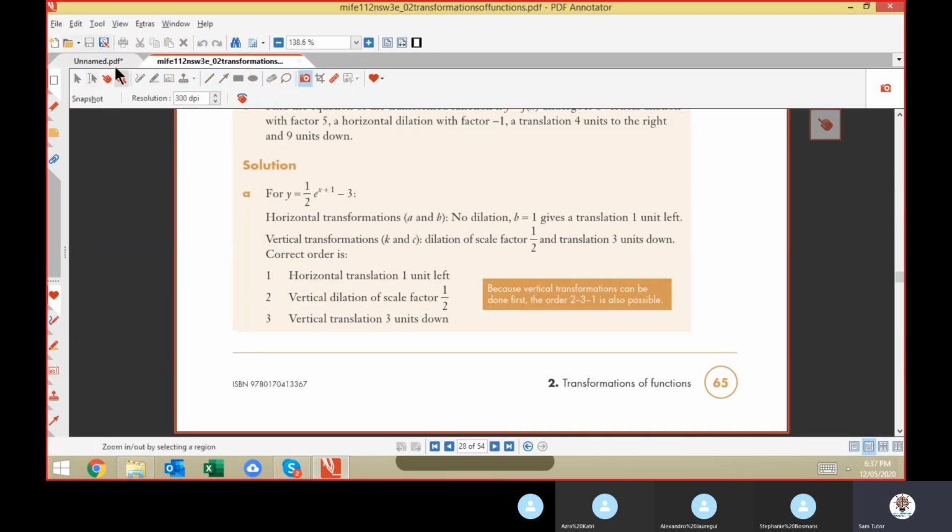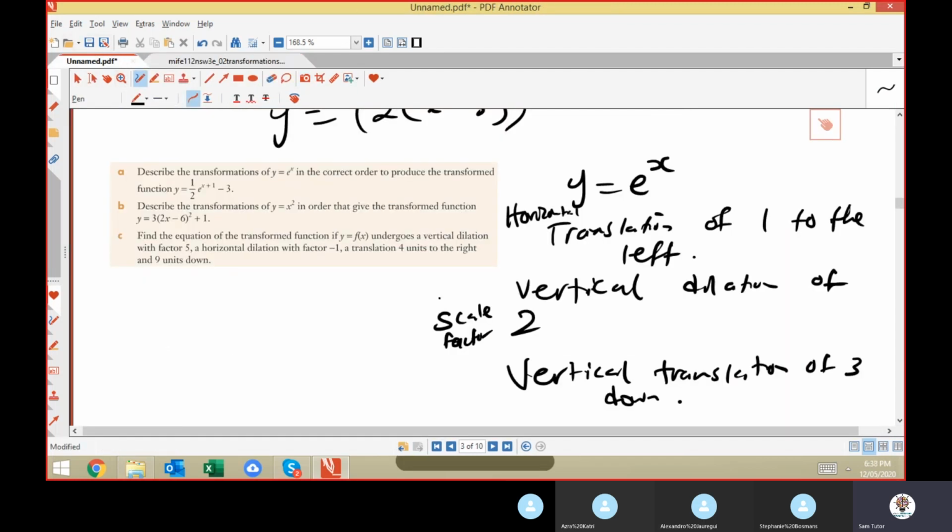Okay, vertical translation 3 units down. That's better. You guys understand what I did wrong there? Horizontal dilation would be half, attached to the x. Maybe I've got to keep saying that to myself: attached to the x or attached to the y. Vertical dilation is not attached to the x, it's attached to the whole function, so the whole y value.